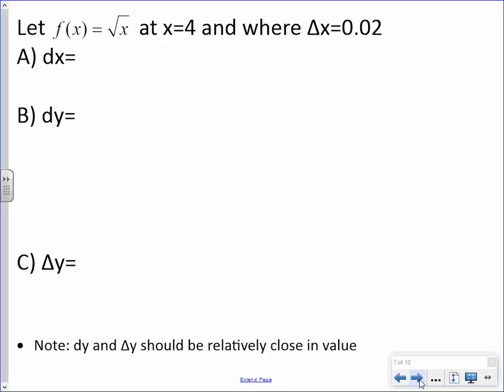If delta x is 0.02, what is dx? 0.02. Okay, good. Delta x and dx are the same thing. Now, when we talk about dy, remember we talked about how f prime of x equals dy over dx. So dy equals f prime of x dx. That will happen every time.